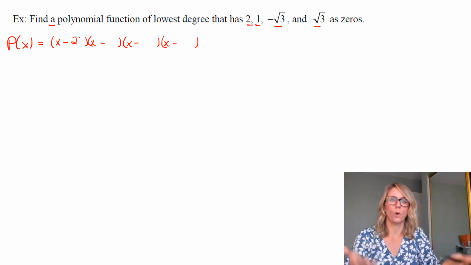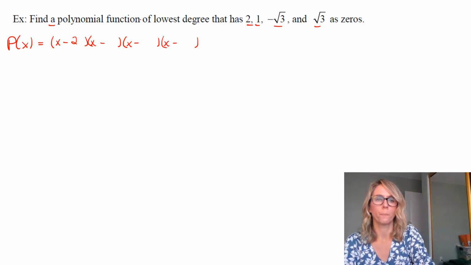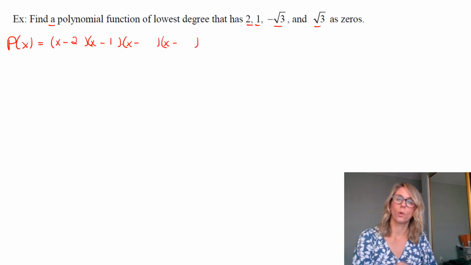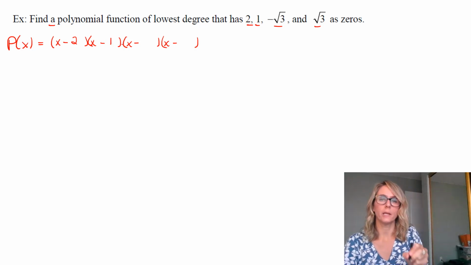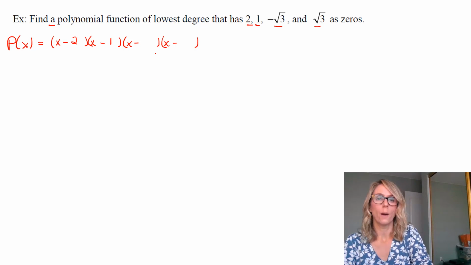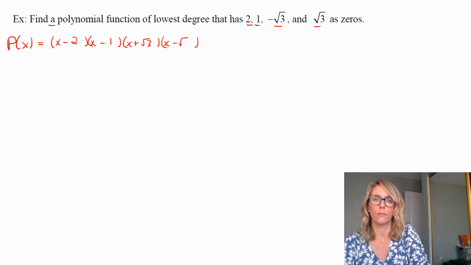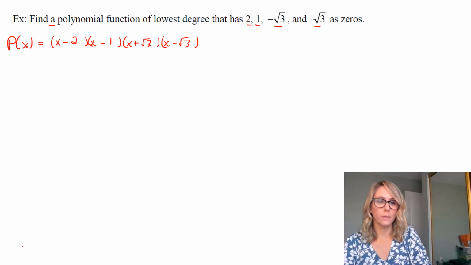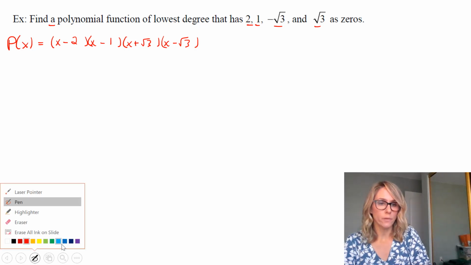So one of them is 2, so we have x minus 2 as a factor. One of the zeros is 1, so we'll have x minus 1 as a factor. One of the zeros is a negative square root of 3, so x plus square root of 3. And then the other one is a square root of 3, so x minus square root of 3. And then the idea would be to actually have the polynomial.